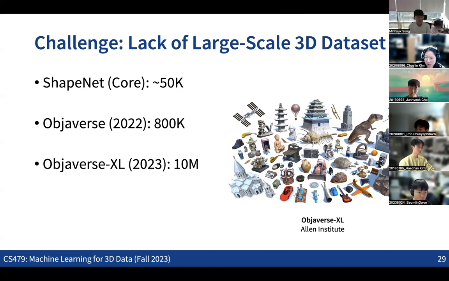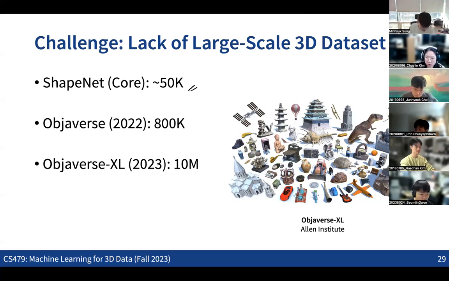Obviously the scale of the 3D dataset keeps increasing very fast. ShapeNet, which you might have seen in the previous assignment, had fewer than 50,000 shapes. And recently, we started to see much larger-scale datasets.